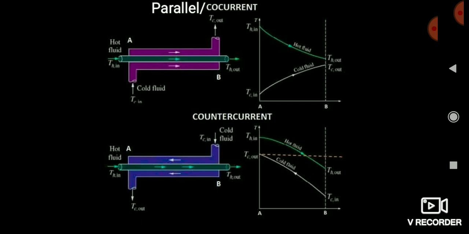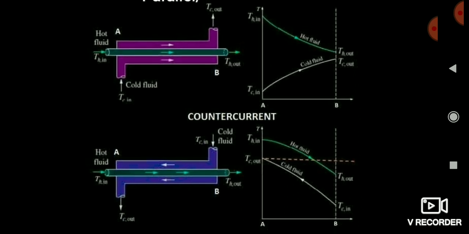At point A, you can clearly see here that at point A and point B two temperatures are given.